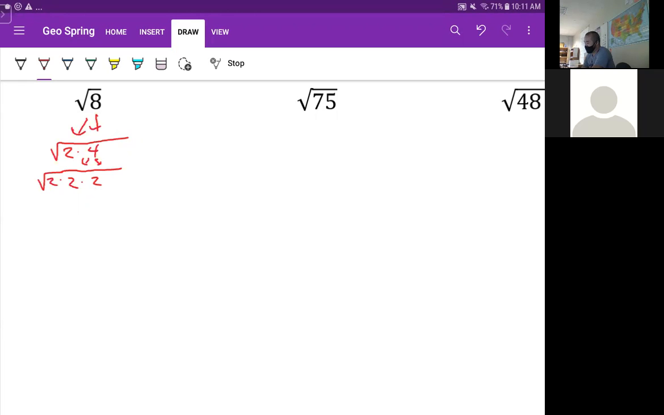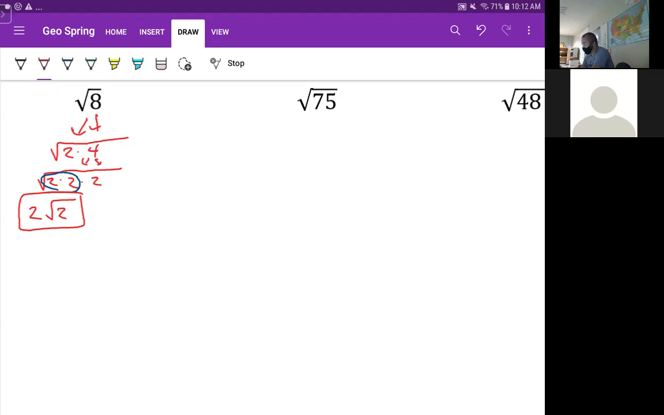Now when they're in this house like this, if you've got two of the same ones inside the house together, one can move out. So you've got that 2 that moved out, and then you have the 2 that's on the inside here. So that is the simplification right there. 2 square roots of 2 is the answer.